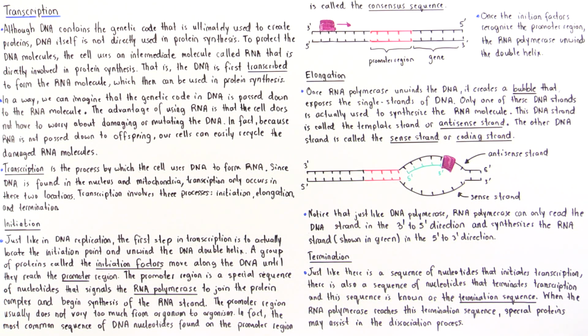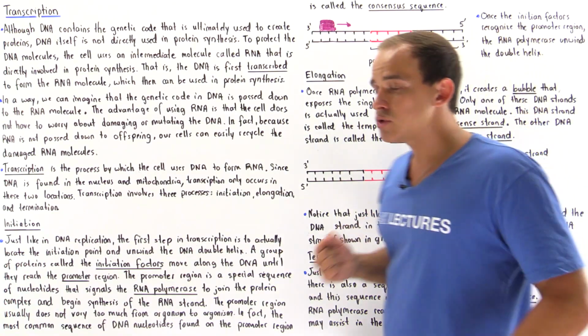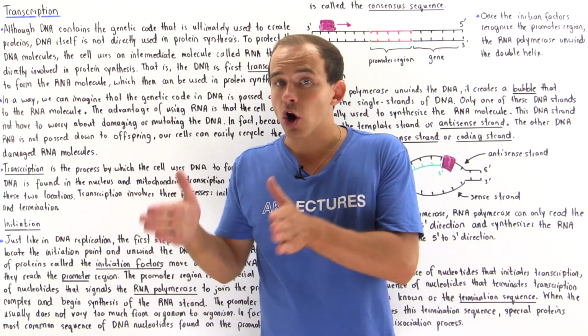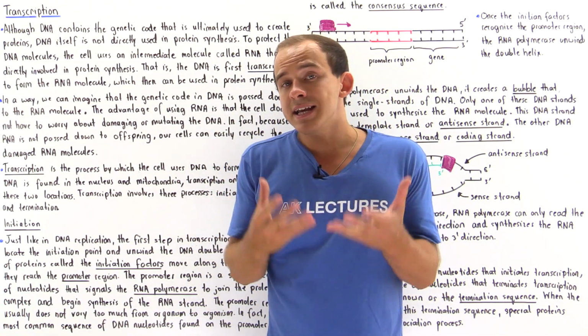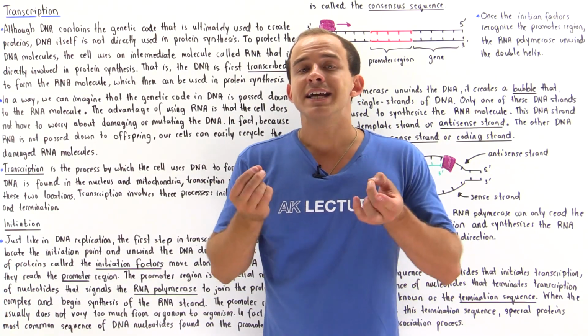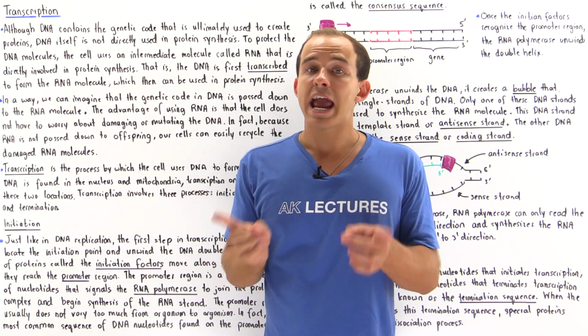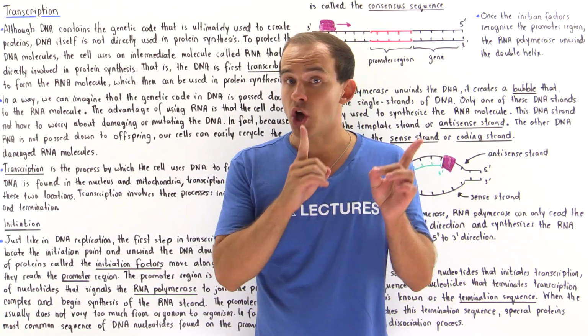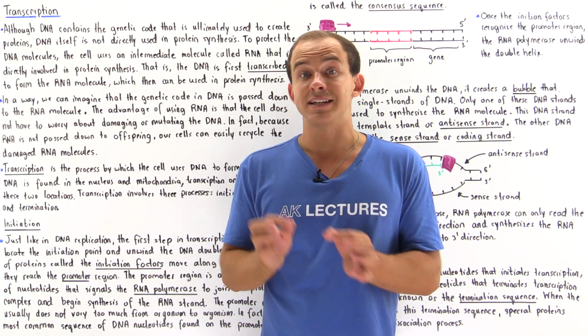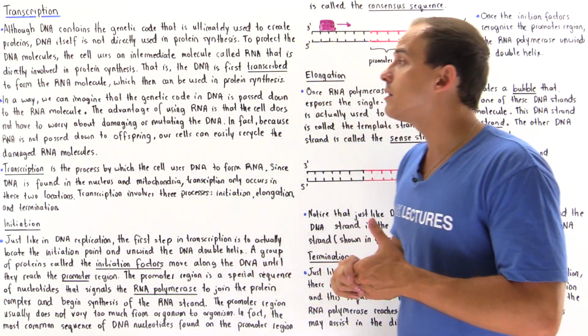So basically, one important difference between DNA polymerase and RNA polymerase is that DNA polymerase itself cannot actually unwind the double helix of our DNA, but the RNA polymerase can in fact itself unwind our molecule.